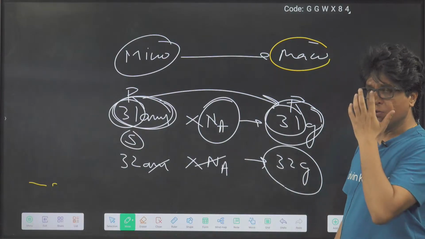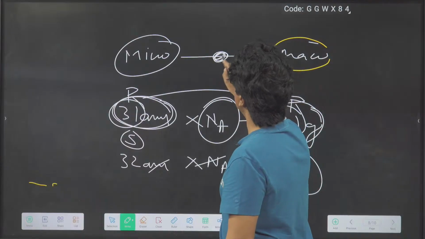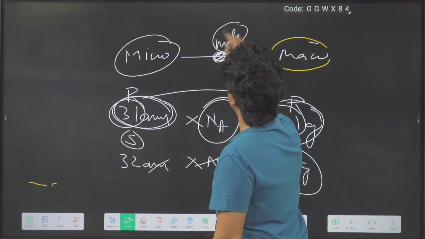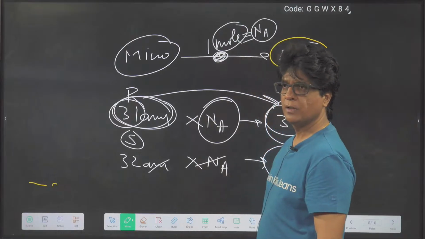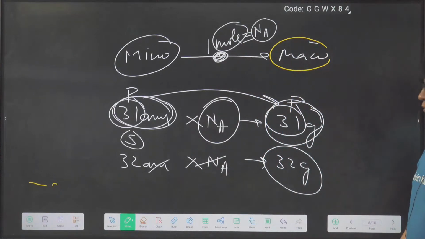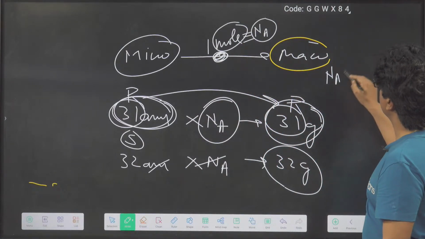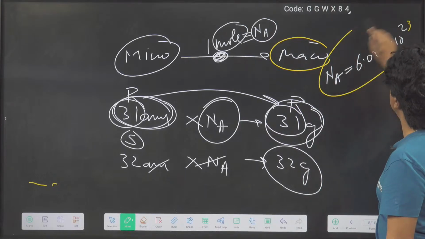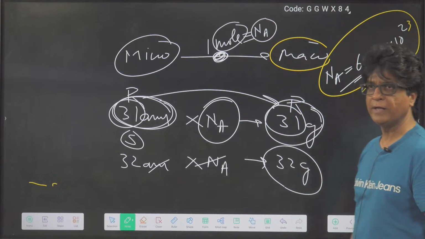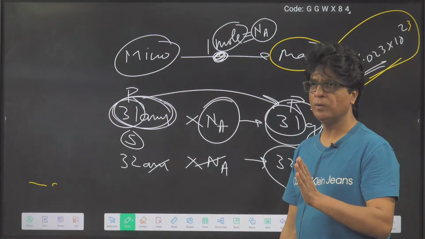Is that clear? So this switch we were using was the mole, and 1 mole is nothing but Avogadro number of entities. That's why the value of Na is 6.023 into 10 to the power of 23. It is not any other arbitrary value. Is that clear to all of you now?